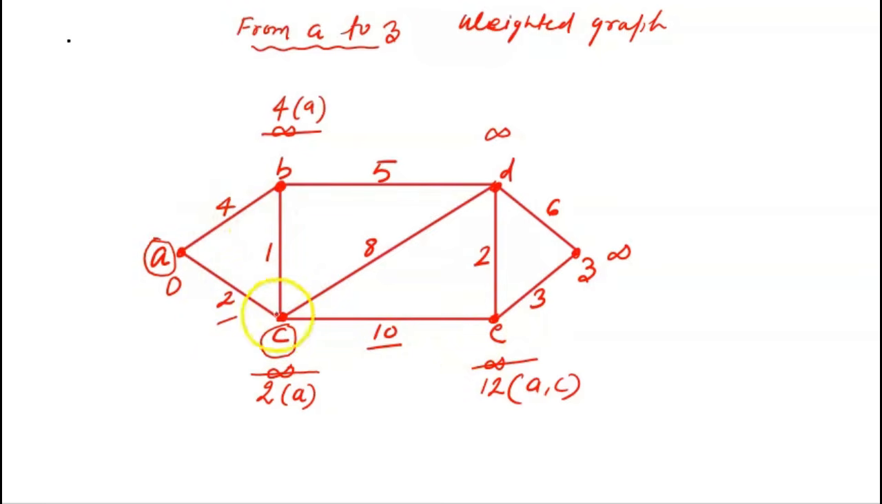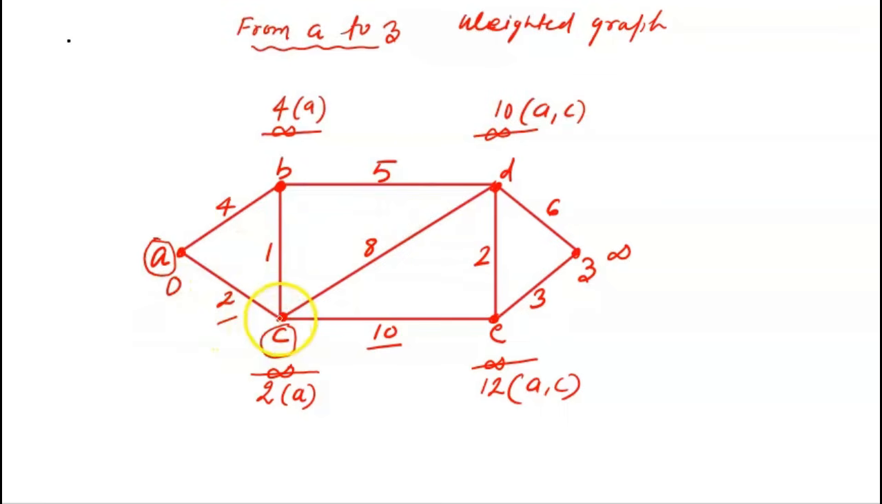Now what label should I assign to the vertex D? This distance is 2, this distance is 8, so we cross it and write 10. So 2 plus 8 is 10, correct, 10, and in the bracket I write A, C.